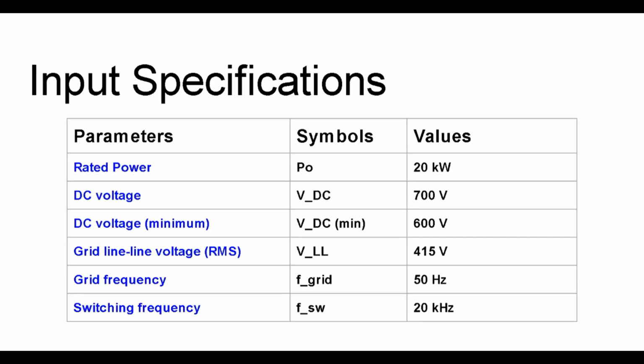So the input specifications are, it will be having a rated power of 20 kilowatt. The DC voltage will be 700 volt. The minimum DC voltage will be 600 volt. The grid line-to-line voltage RMS will be 415 volt. The grid frequency shall be 50 hertz and the switching frequency will be 20 kilohertz.